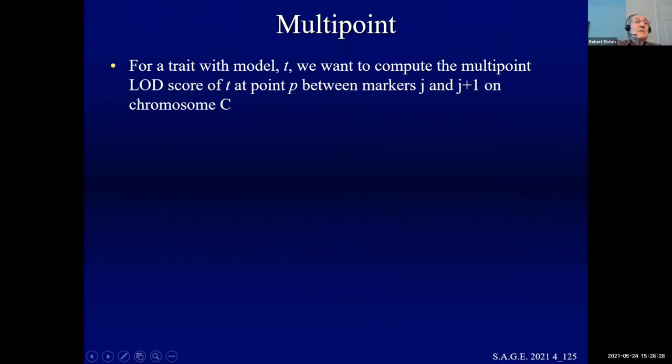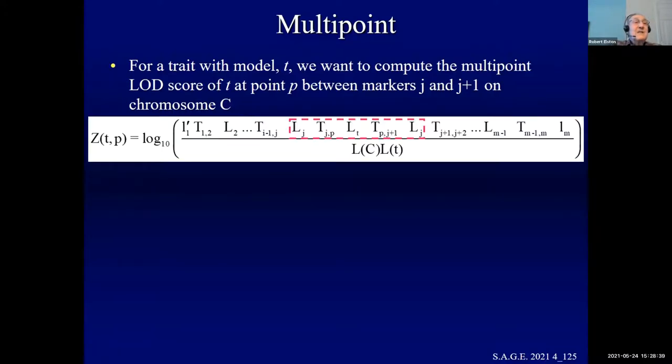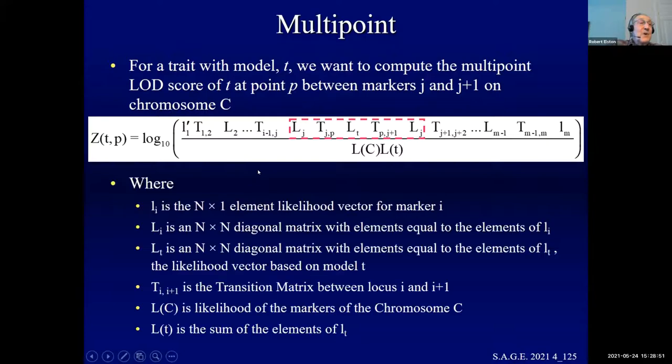We want to compute the multipoint log score at point P between these two markers on the chromosome C. So basically, this is what we do, and we've seen it before. The log score of this trait at point P is given by this expression, which we've seen before.